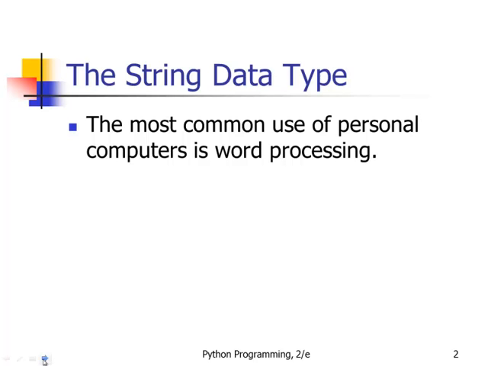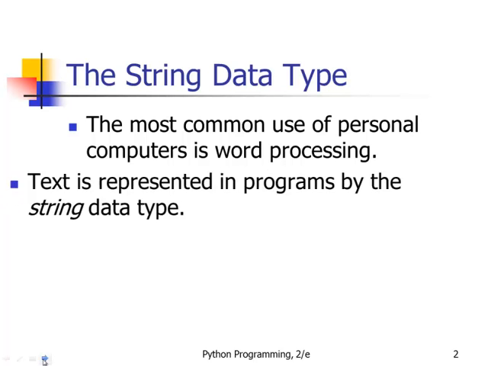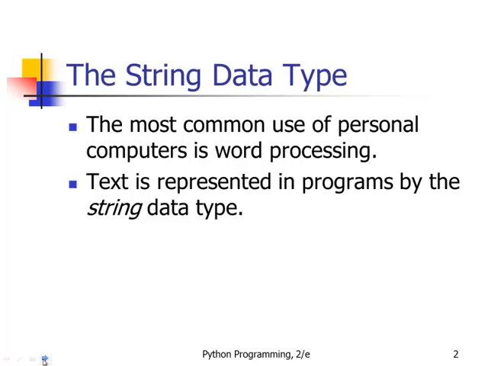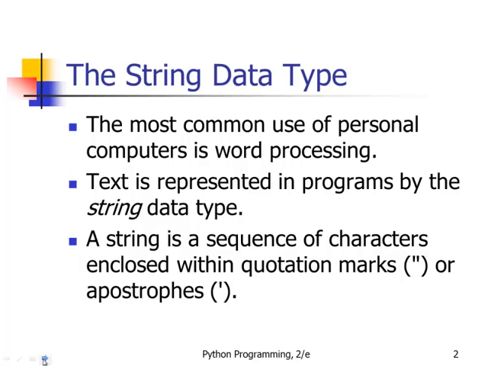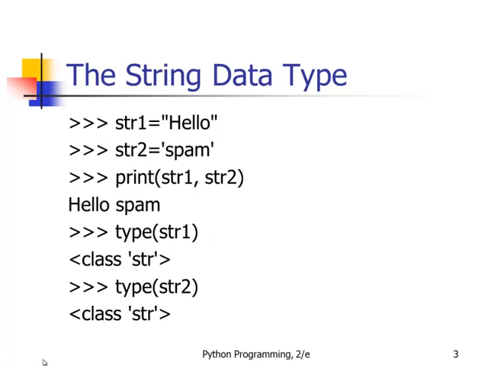The most common use of personal computers is for word processing. In Python, text is represented by the string data type. A string in Python can either be enclosed within double quotations or single quotations. For example, we're declaring a string here called str1 and giving it the value hello. And then we declare another string called str2 and give it the value spam. Notice how this one is using double quotes, but this one is using single quotes.